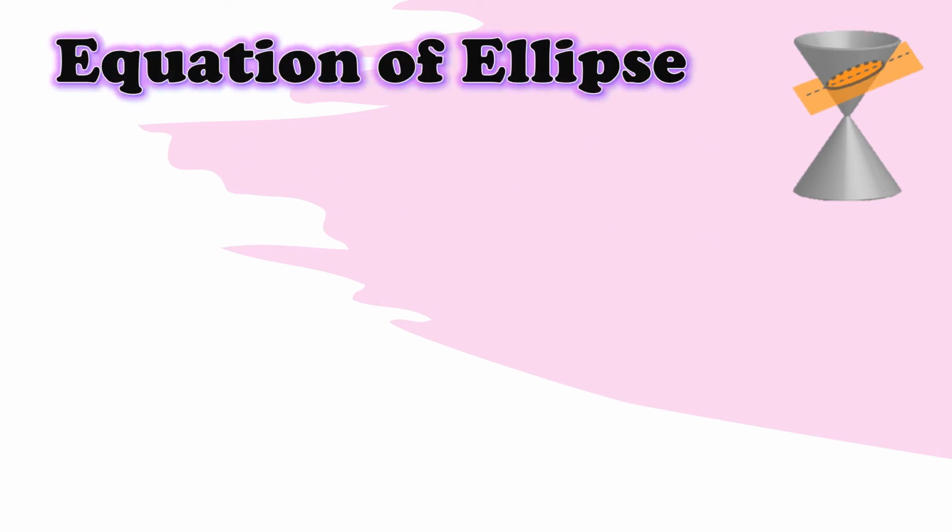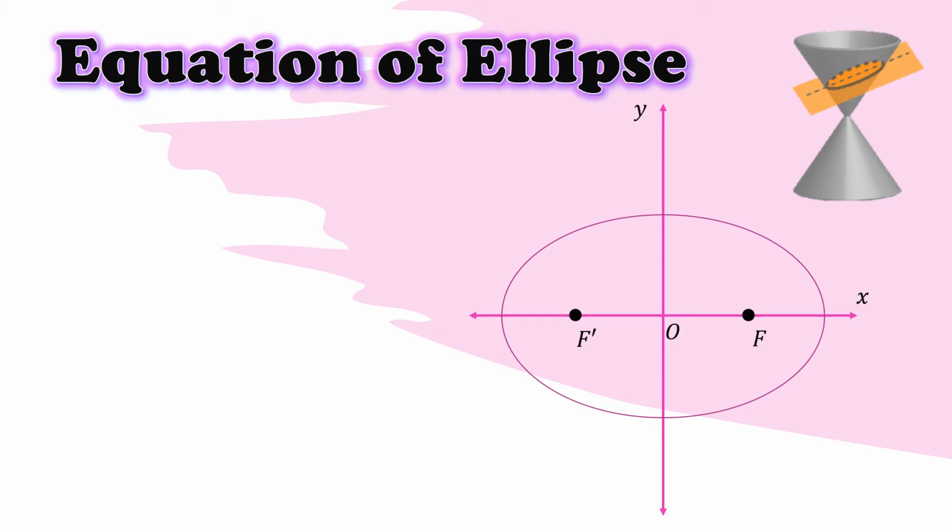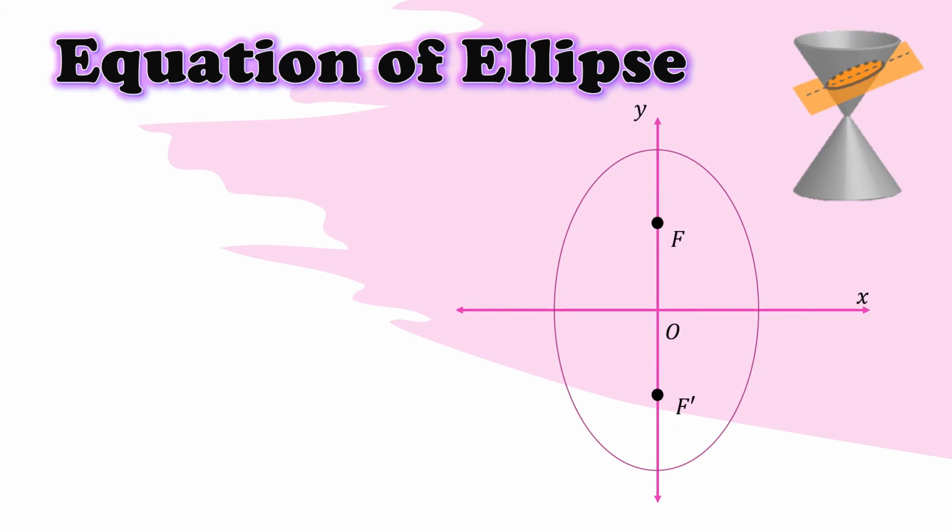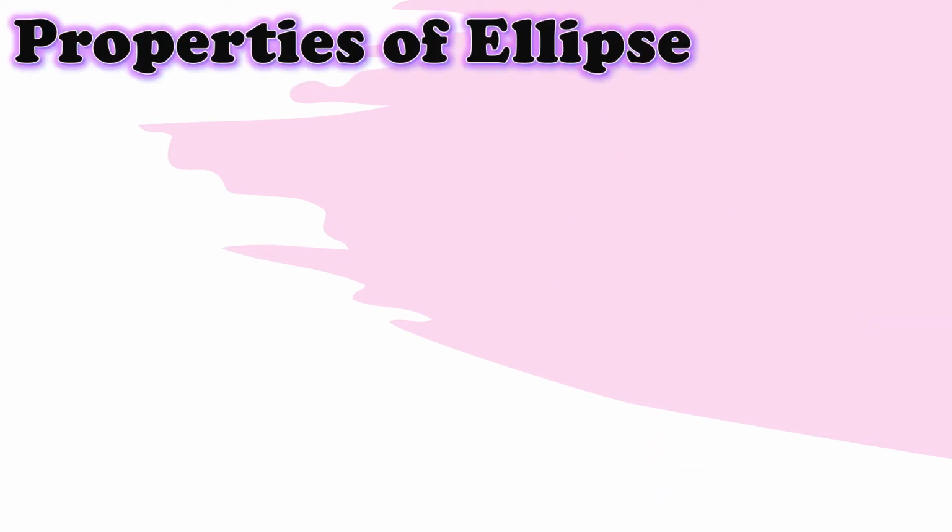Let us go back to the equation of the ellipse. When the line containing the foci is the x-axis, and since the origin is midway between the foci, the center of the ellipse is at the origin. The equation is x squared over a squared plus y squared over b squared equals 1. When the foci are contained by the y-axis, the equation is x squared over b squared plus y squared over a squared equals 1.